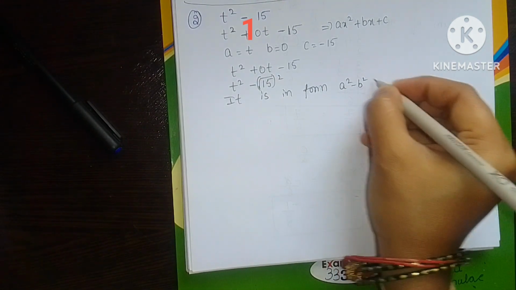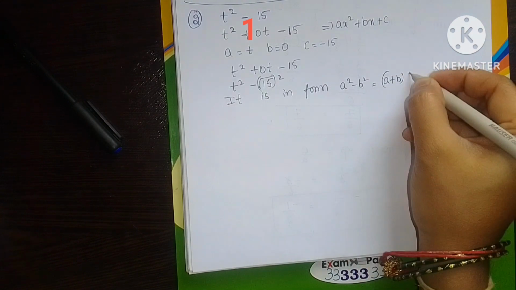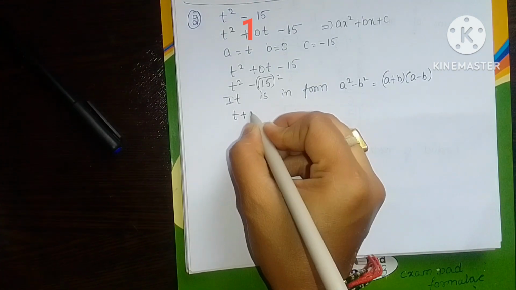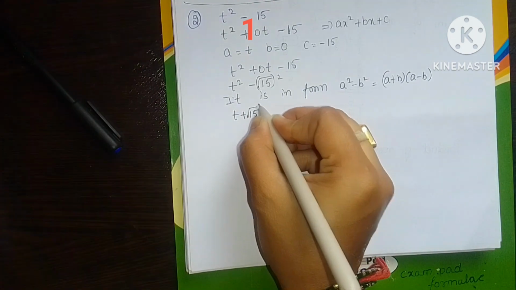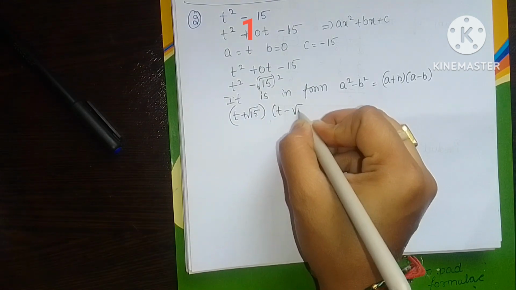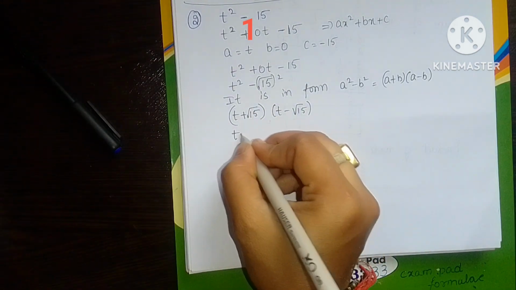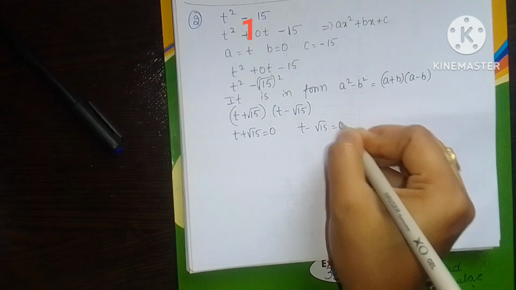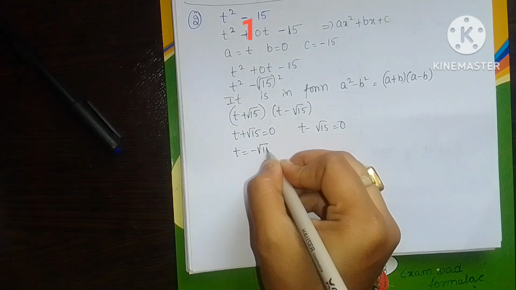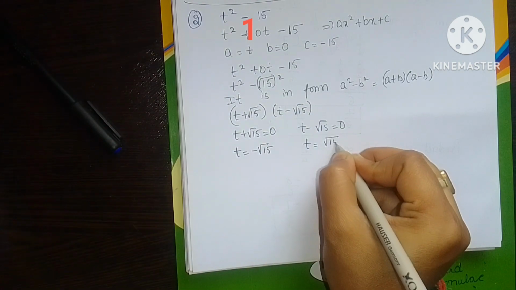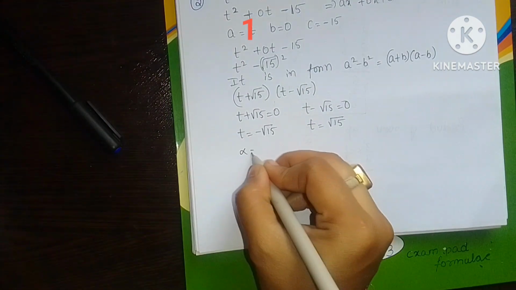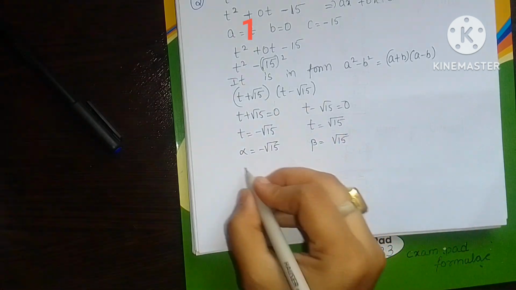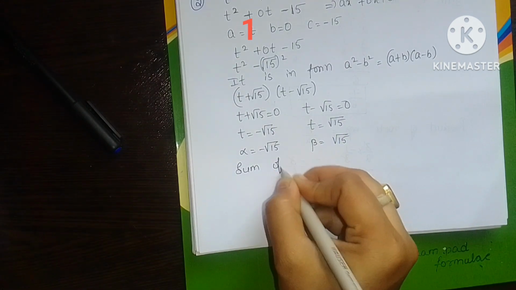a square minus b square means (a plus b)(a minus b). So (t plus root 15)(t minus root 15). So t plus root 15 is equal to 0, t minus root 15 is equal to 0. t is equal to minus root 15, t is equal to root 15, which means alpha is equal to minus root 15, beta is equal to root 15.